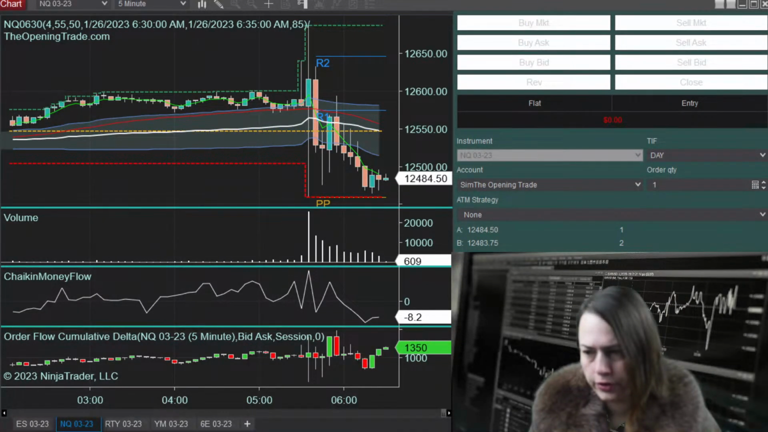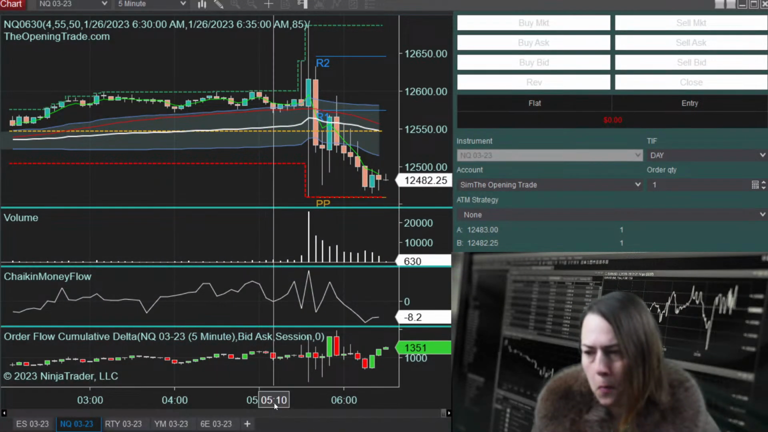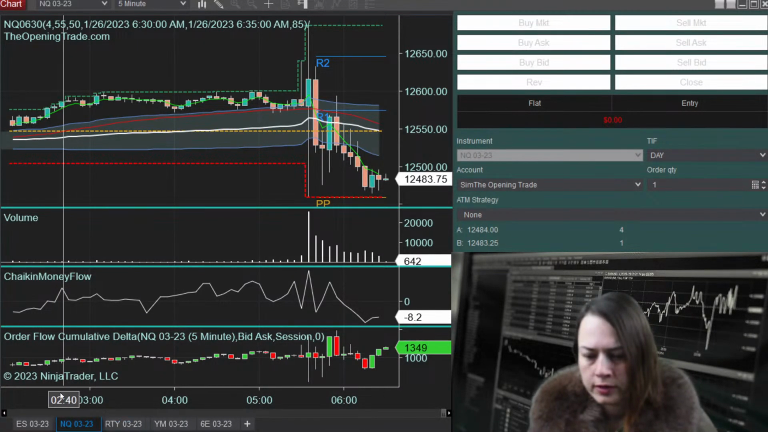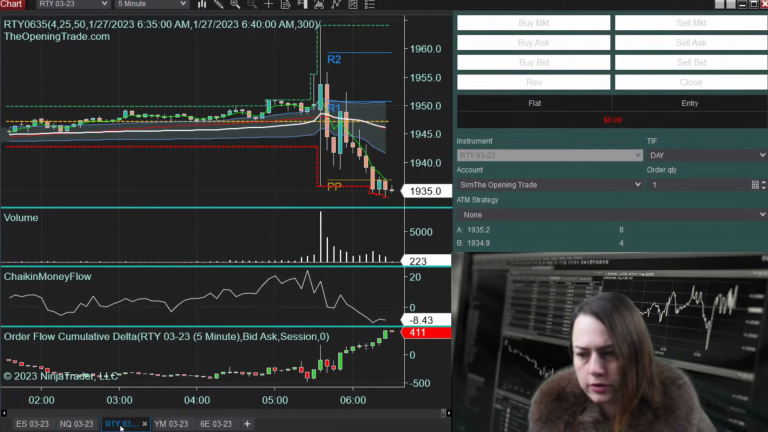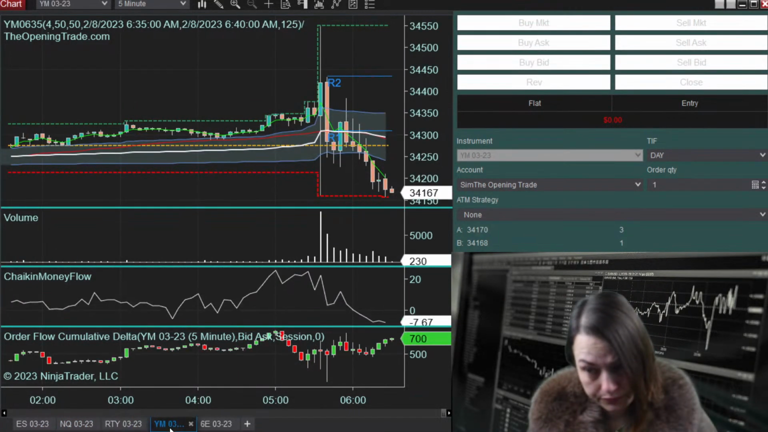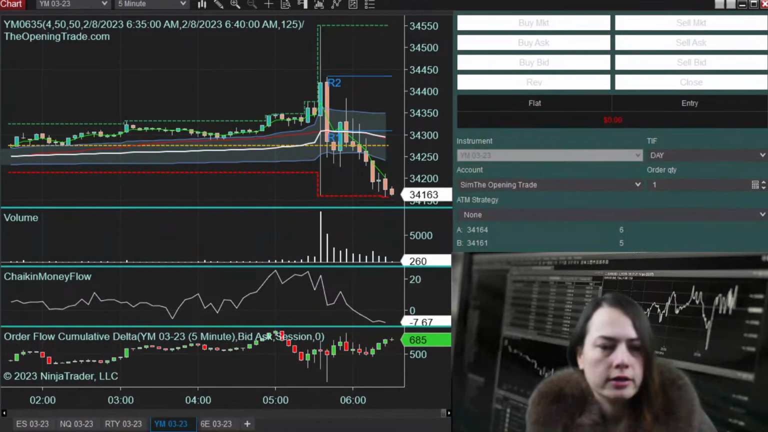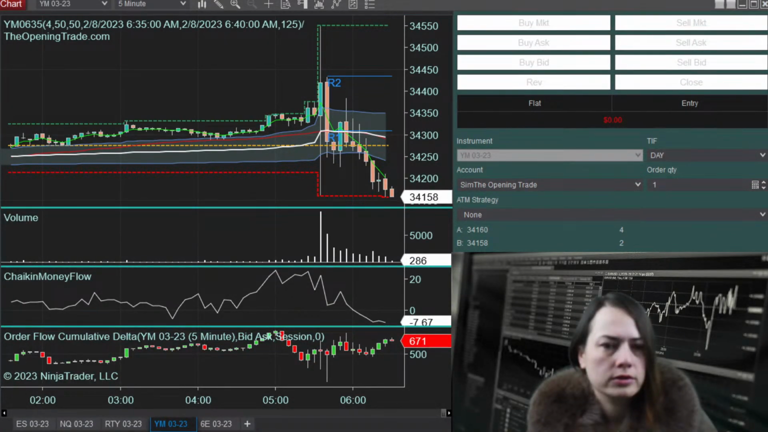All right, so let's flip through our chart. Here we're looking at the NASDAQ futures. Here's the S&P 500, the Russell 2000 futures, and the Dow Jones futures. All right. Okay. Bear with me.